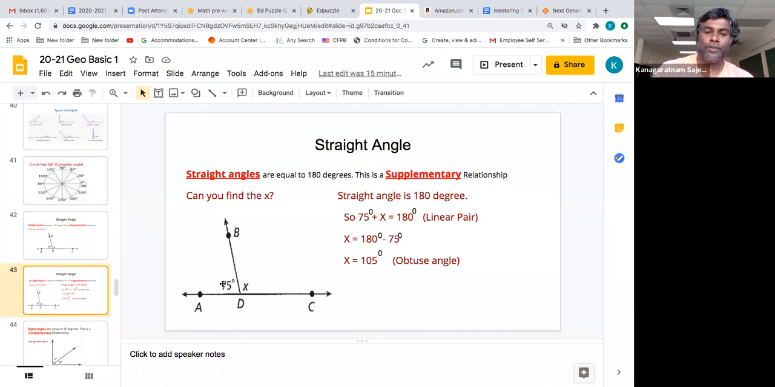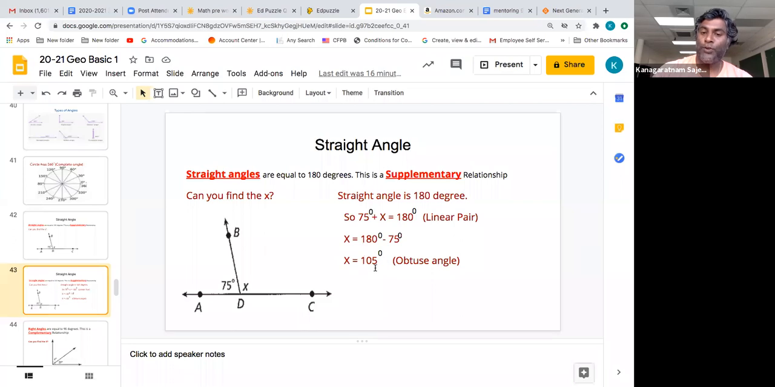So you know it's 75 degrees we have, and we don't know what x is. So I just put 75 plus x is equal to 180 degrees, which is also called a linear pair. Line, linear, you can relate that. So this is the linear pair. If you have these two angles, it will make a line, okay? So now to find the x, we subtract 75 degrees from both sides. When you subtract it, x is equal to 105, which is a supplementary angle for 75. Or you can say 75 is a supplementary angle for x. It's the same thing, all right?